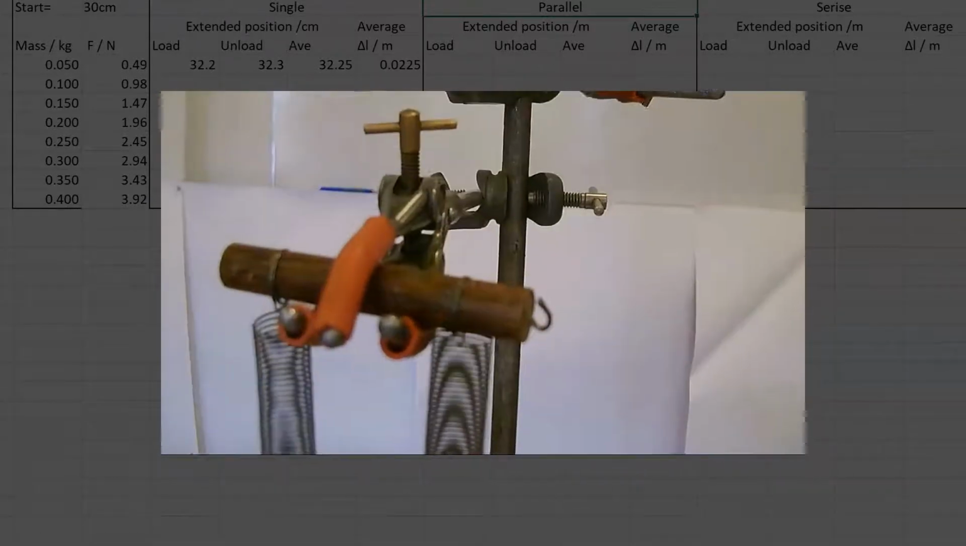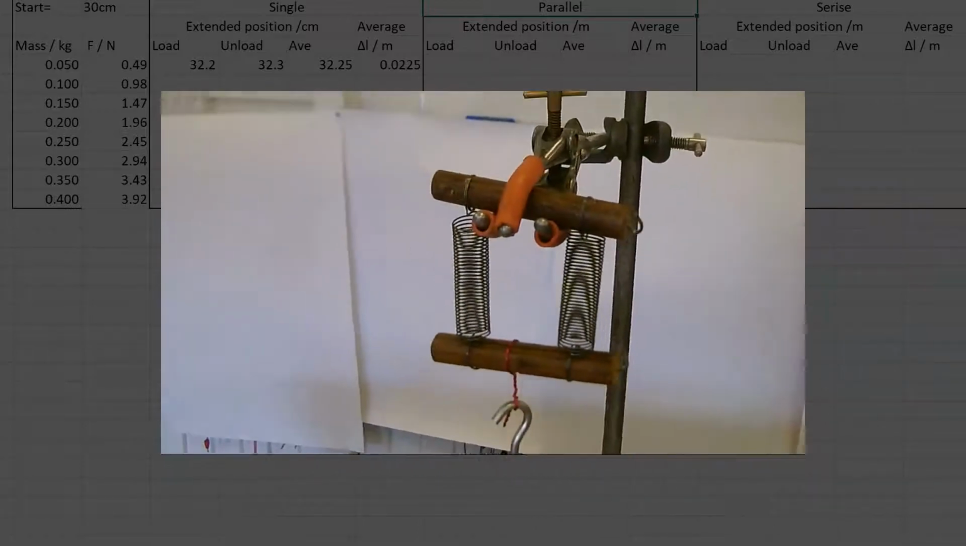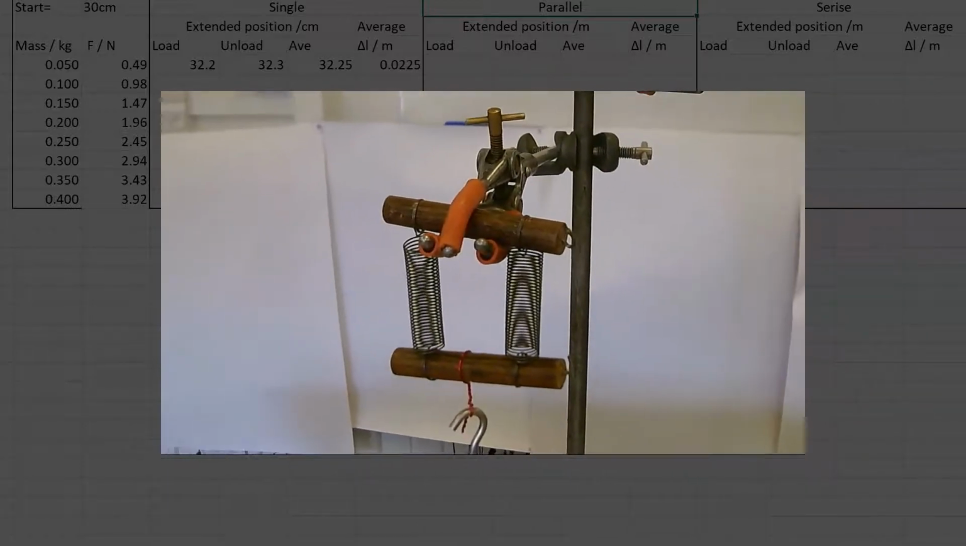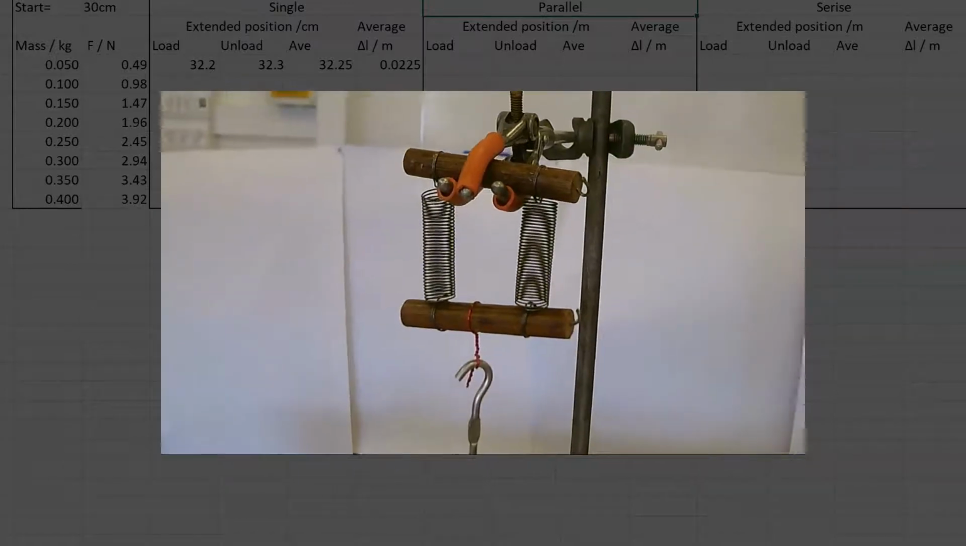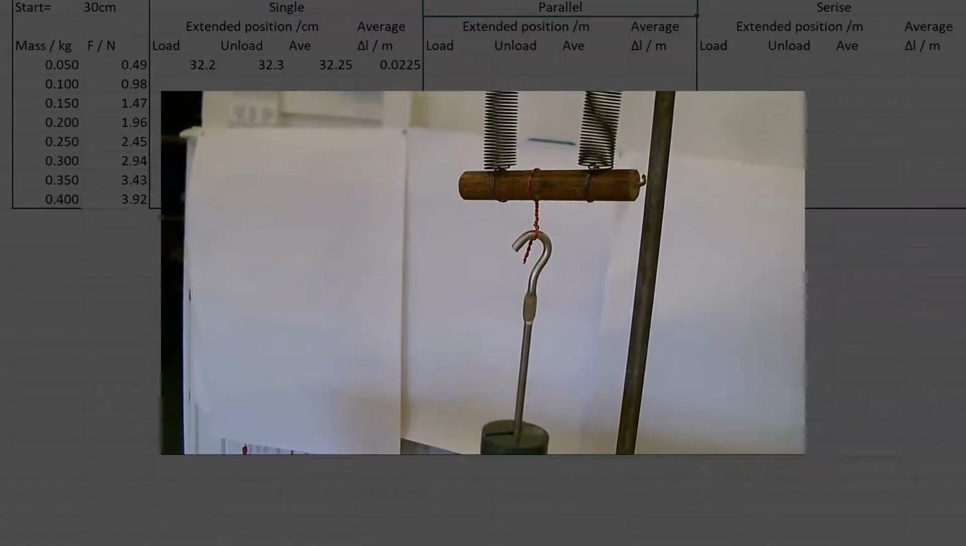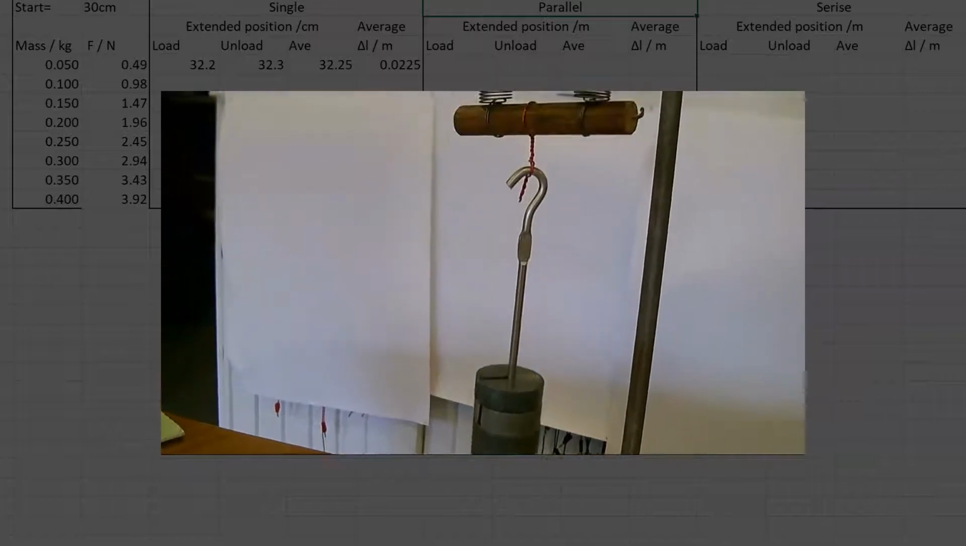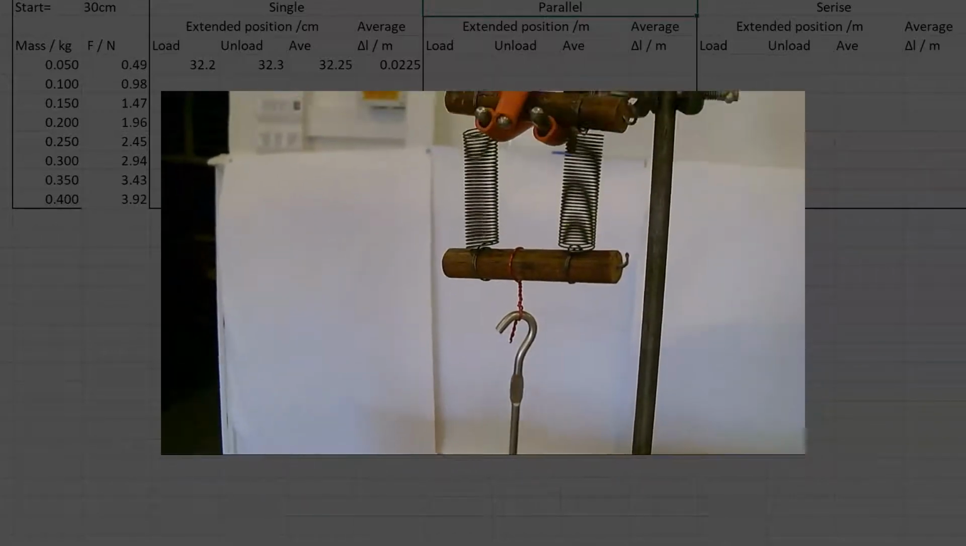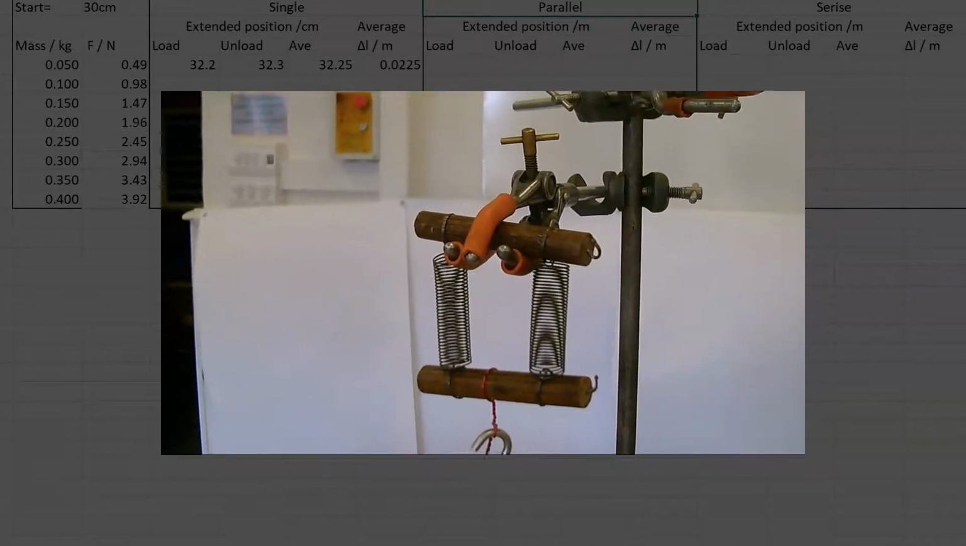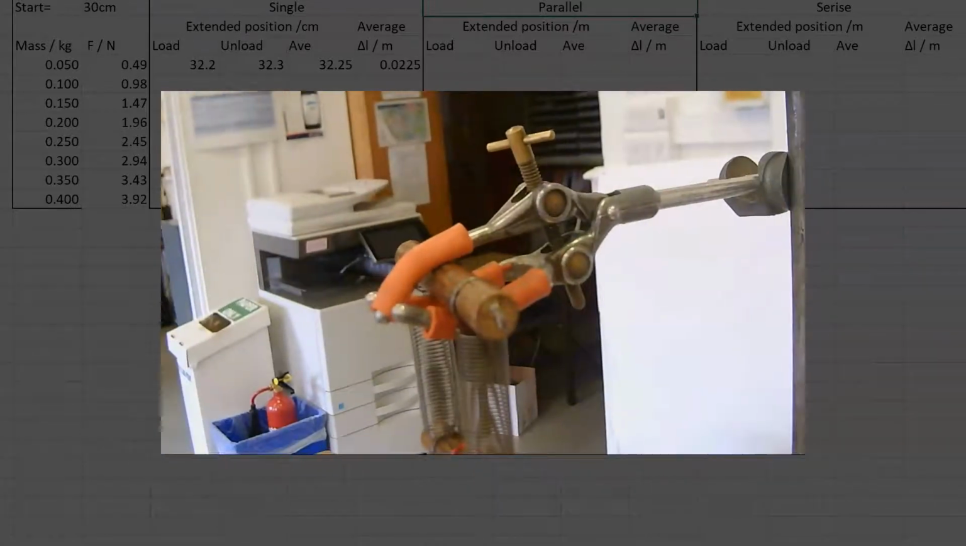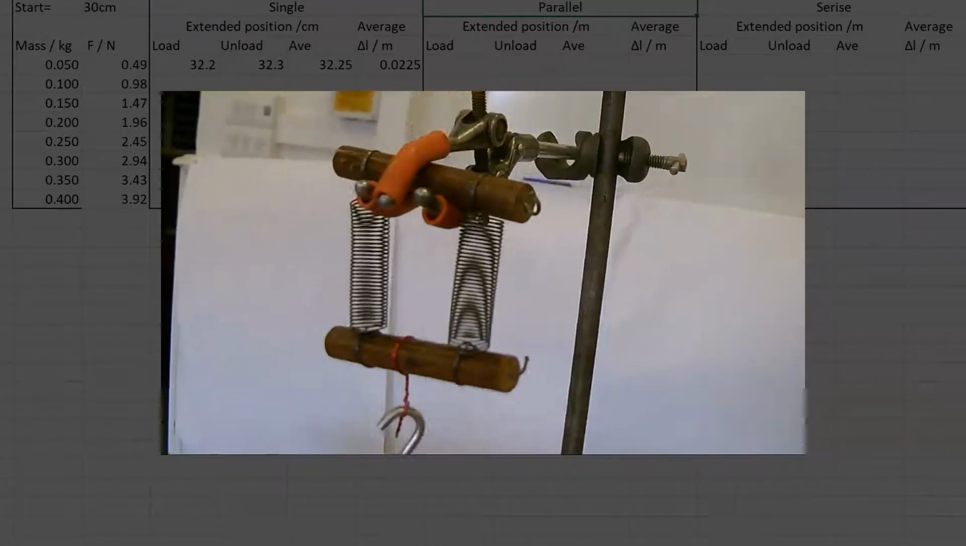Okay, so you can see the setup. I've got 2 wooden dowels, with 2 springs in parallel, and then we've got that little bit of red wire that's got our mass hanger hanging off it. I'll put a few masses on there just to even this up. And hopefully you can see how that has been arranged. I've taken the ruler off for a second.